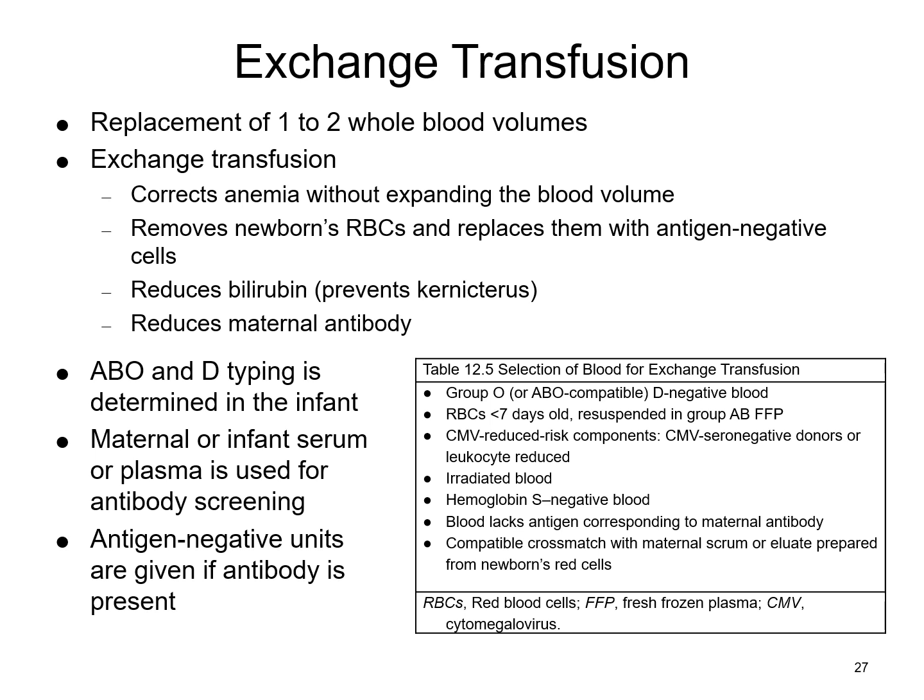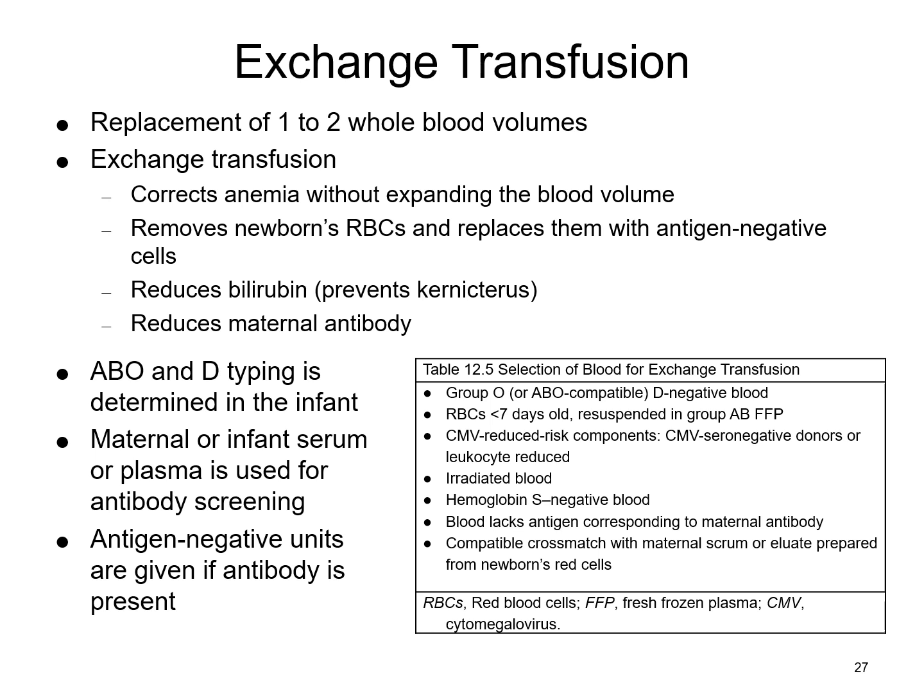What it will do is remove the newborn's red blood cells and replace them with an antigen negative cell for whatever that antibody is. It's going to reduce that bilirubin because you're not getting that breakdown. You're going to prevent any sort of damage or brain damage that's going to happen. And it's also going to help reduce that maternal antibody that is circulating. So ABO and Rh type should be determined on the infant first, but group O or ABO compatible Rh negative cells should be given.